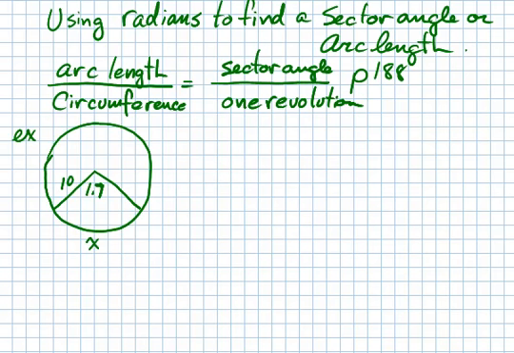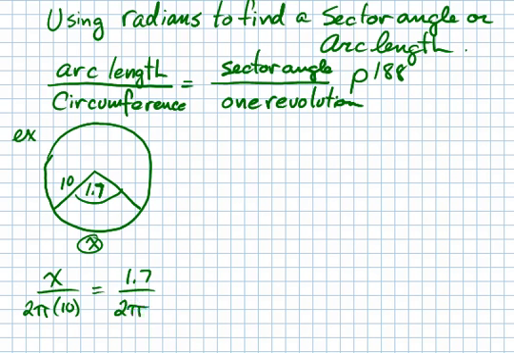In this example, we know that the radius is 10, and we know that the sector angle is 1.7, and we're asked to find x. So we can plug in the information into that proportion. The arc length is going to be x. The circumference is going to be 2 times pi times the radius, which is 10. That's going to equal the sector angle, which is 1.7. And the revolution is simply 2 pi.